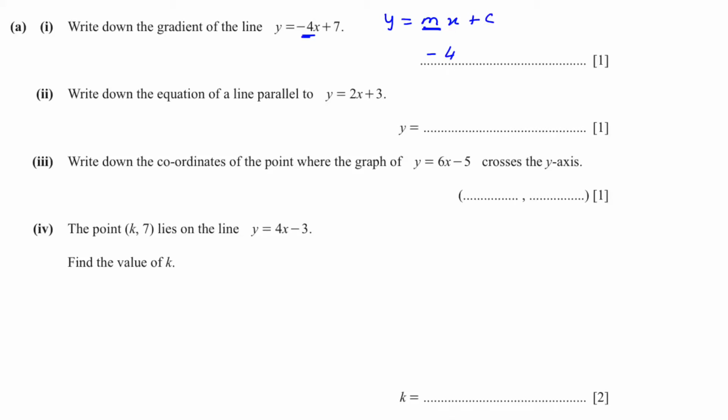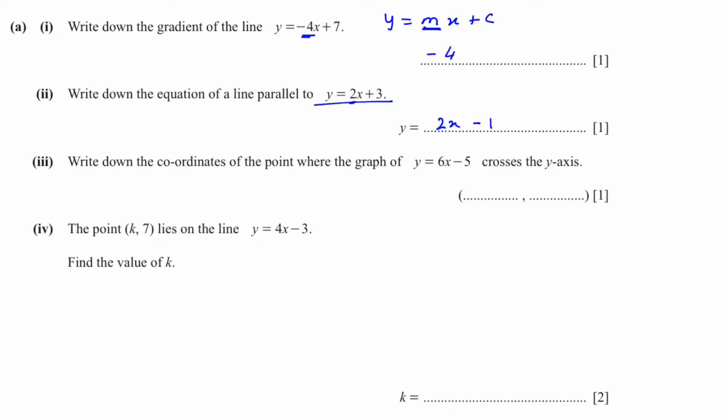A2, write down the equation of a line parallel to y is equal to 2x plus 3. Parallel means your gradient is same. So you can write y is equal to 2x plus or minus any number you want to write, or you can just leave it as y is equal to 2x and it will be parallel to this line. I'll just put a -1.